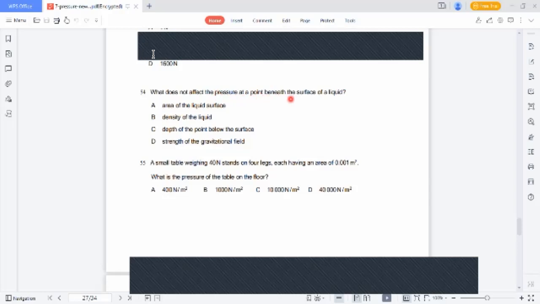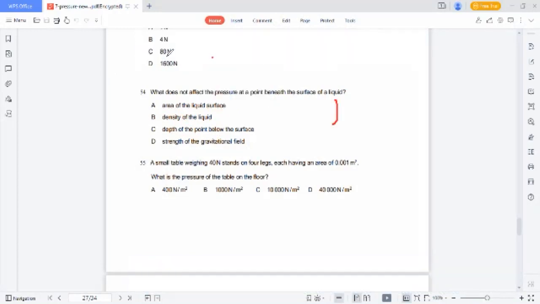What does not affect the pressure at a point beneath the surface of a liquid? Area of the liquid, density of the liquid, length. So pressure is rho g h. So it means density matters, gravitational field strength matters, and depth matters. Let's mark those things which matter. Density of the liquid matters, depth below the surface matters, gravitational field strength matters. It means this factor does not matter. So below the surface, the area of the liquid surface does not matter.